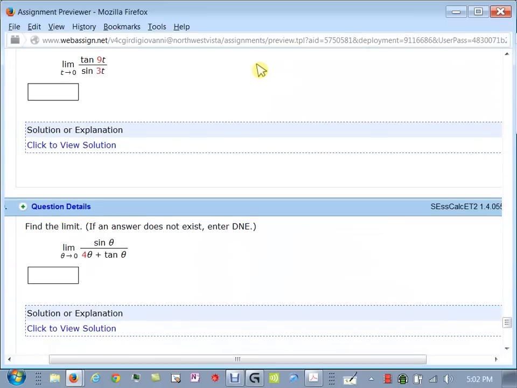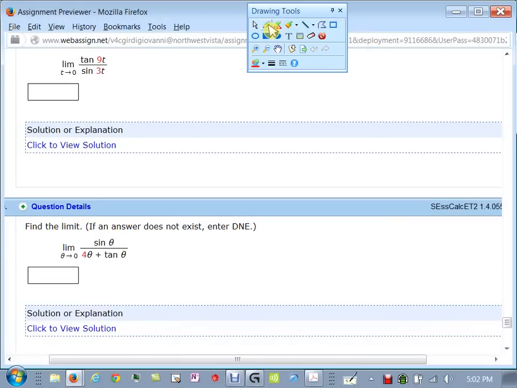Okay, for this one, let's see. If I let t go to 0, I get 9 times 0. Tangent of 0 is 0, over sine of, let's see, 3 times 0 is 0. Sine of 0 is 0. So we have one of those forms we need to work with.